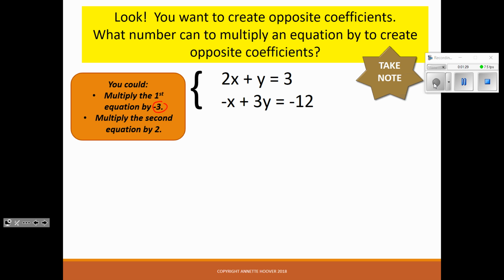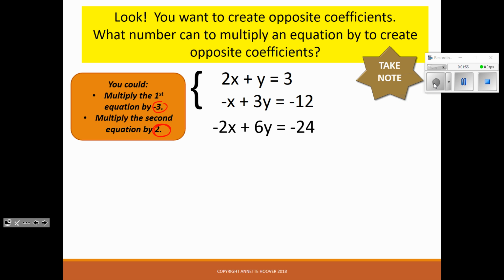Or I could multiply the second equation by 2. So I could multiply all three terms by 2. And when I do that, I get -2x plus 6y and then a -24. So I chose the second option. It doesn't matter which one you choose. They're both going to result in the same answer. But I had to do that step first to create my opposite coefficients.